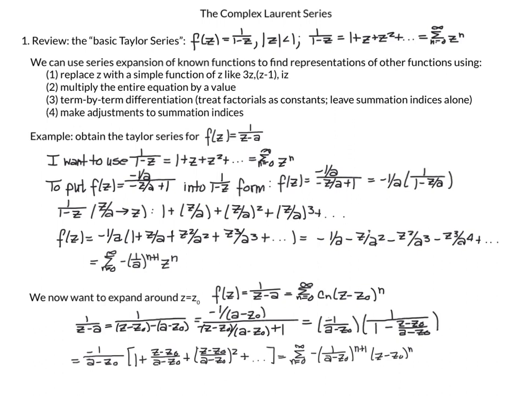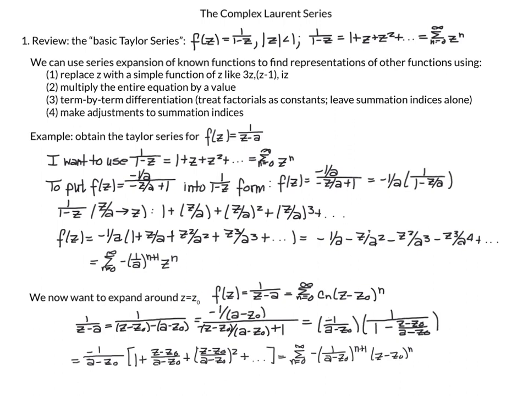So I still have this part here, my 1 over z minus a. Now I can plug it into my basic Taylor series, except substituting for z, I'm going to substitute z over a. So I'm going to get 1 plus z over a plus z over a squared plus z over a cubed. And now for the function, I still need to multiply by minus 1 over a. So I have minus 1 over a times my series, which gives me this series over here.